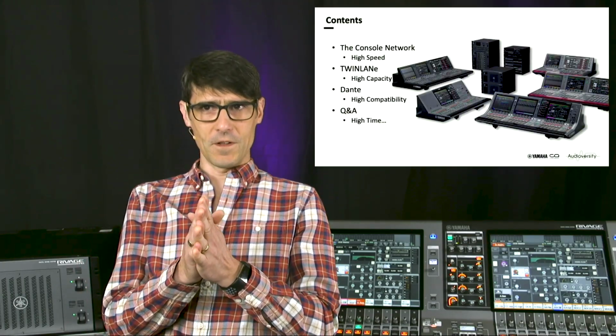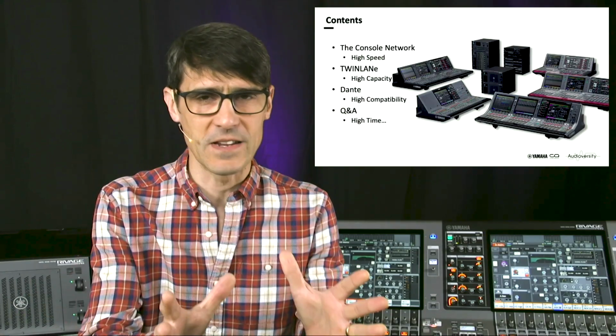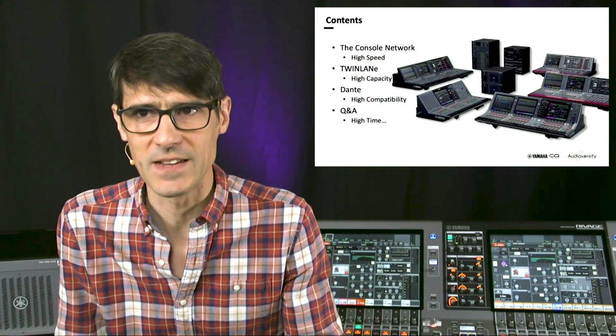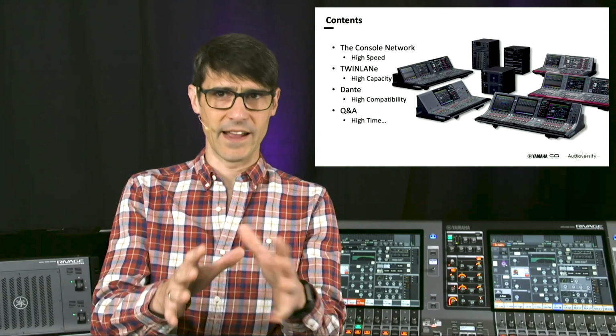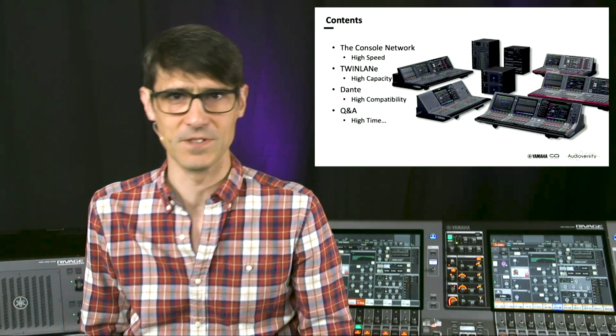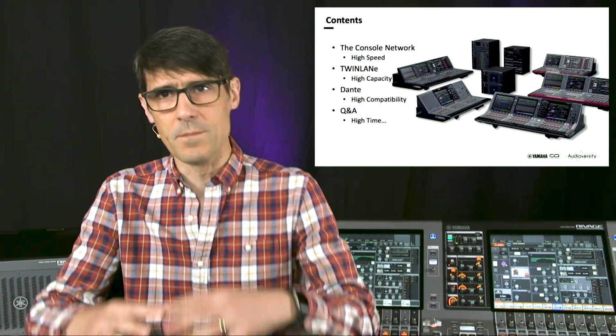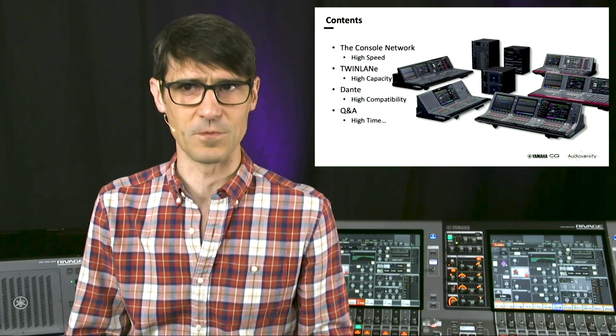We are talking about RIVAGE PM systems with TWINLANe and Dante, audio networking with the system. Let me just briefly run through our menu for this session. We'll be talking about the console network, the high-speed connection between console and DSP engines. We'll be talking about TWINLANE, high-capacity audio networking to bring audio in and out of your DSP. We'll be talking about Dante, high compatibility with many, many other products, small and large.